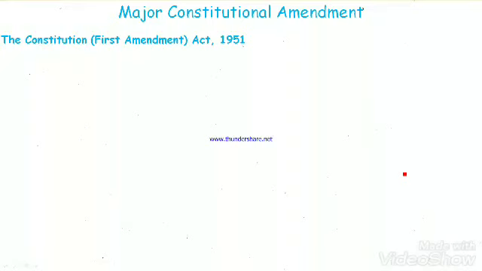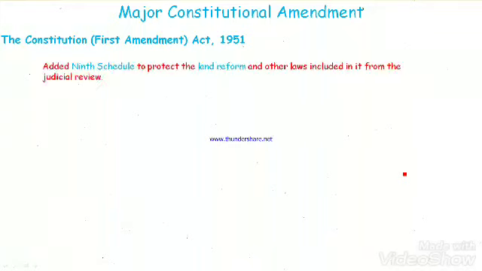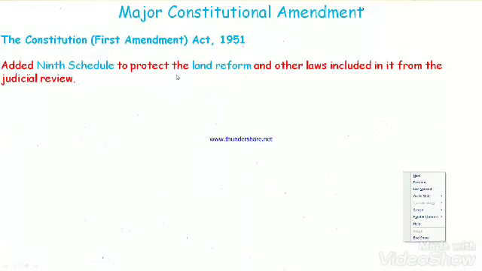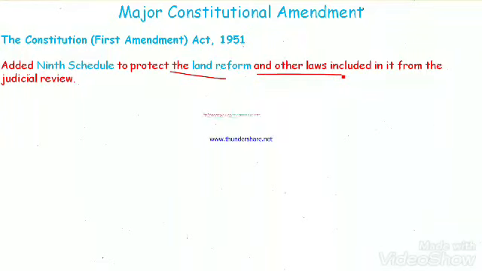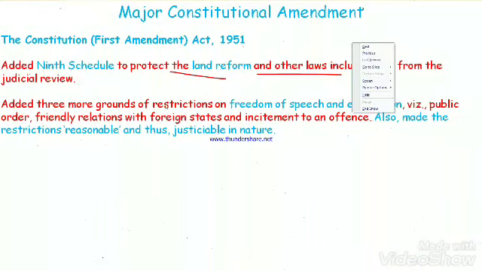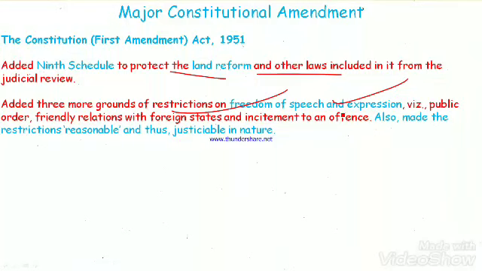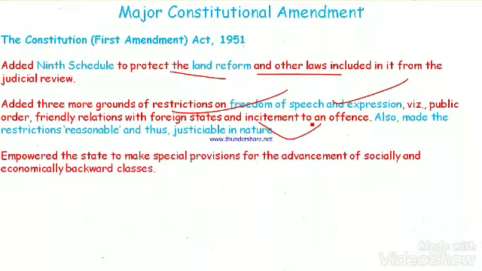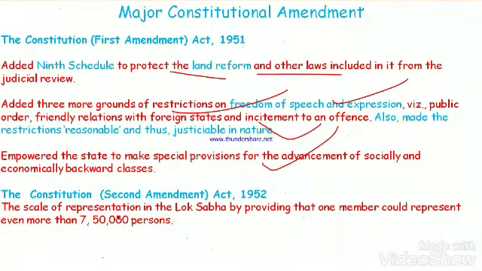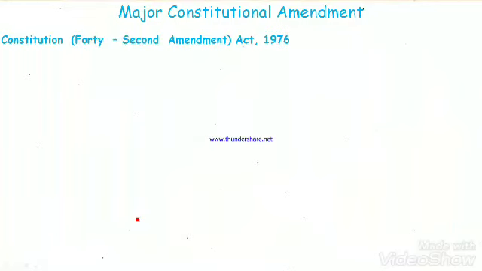Now let's talk about some major constitutional amendments. Look, for amendments you have to revise them weekly so that you don't forget them. The Constitution First Amendment Act 1951 added the 9th Schedule to protect land reform and other laws. It added 3 more grounds of restriction on freedom of speech and expression, and also made the restriction reasonable and justifiable. That's what I'm talking about in the lecture. It empowered the state to make special provision for the advancement of socially and economically backward classes. Then the fourth one is the Constitution Second Amendment Act, which meant a single member could represent 7,50,000 persons.